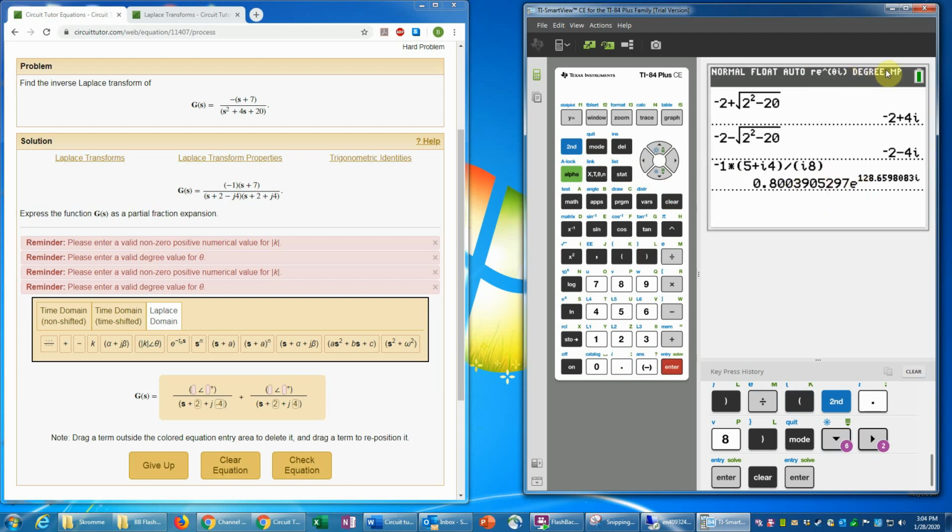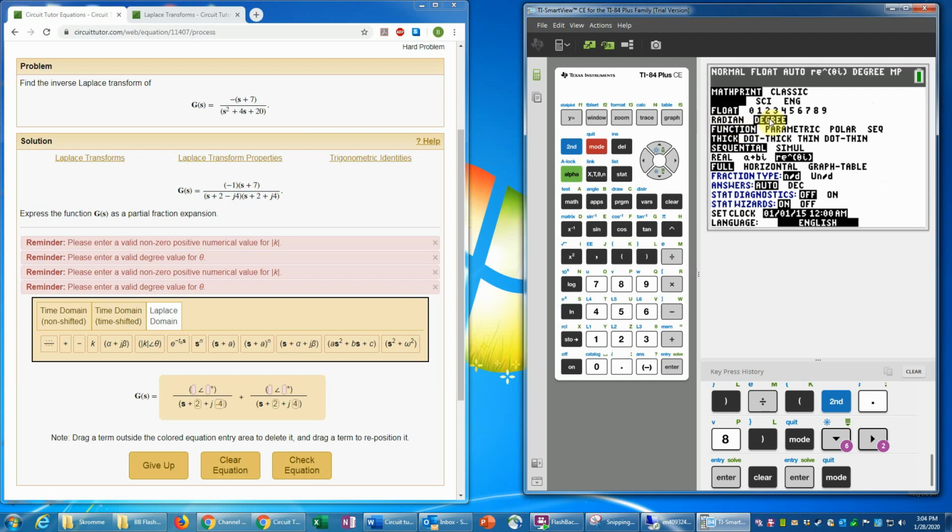It's very important to pay attention to your angular mode. I didn't mention that. But since I want to enter degrees here, I need to be in the degree mode here. Otherwise, I'd have to convert radians to degrees. And that's a common error, is to forget what mode you're in the calculator. So again, the modes are set here down in this line here, whether you're choosing radian or degree. Generally in Circuit Tutor, you're going to want to be in the degree mode to do those calculations.